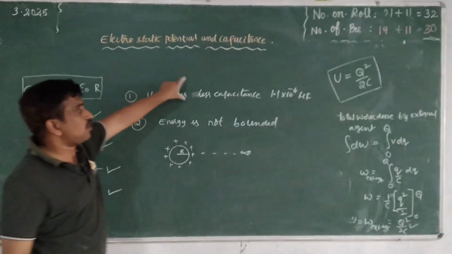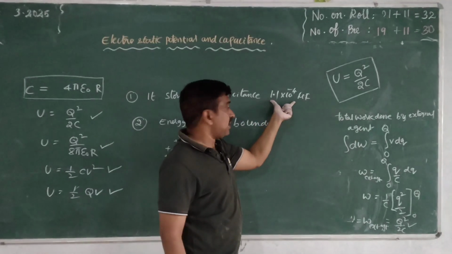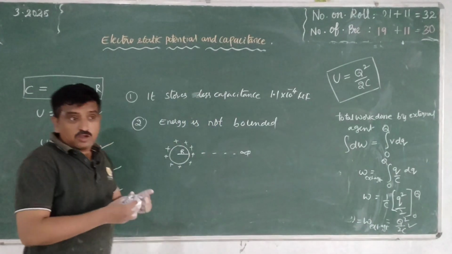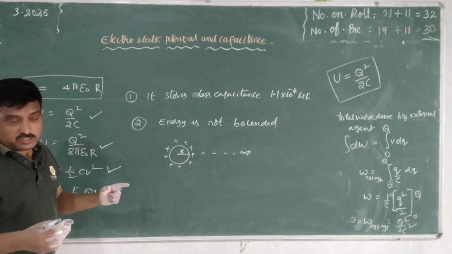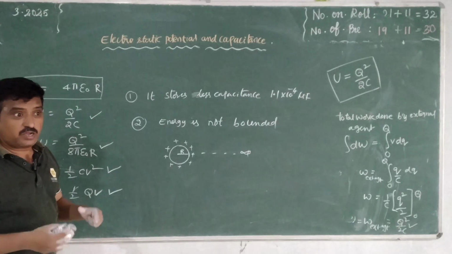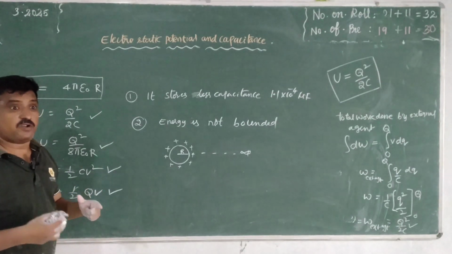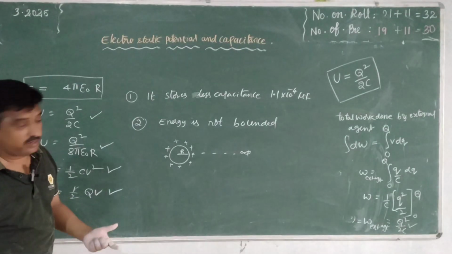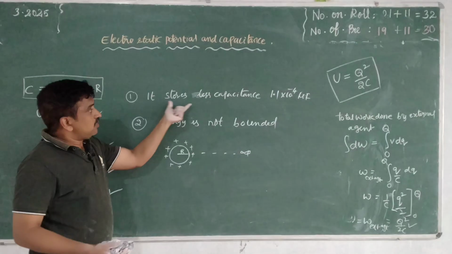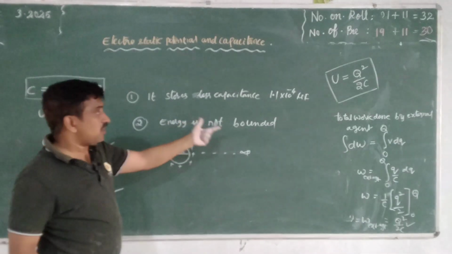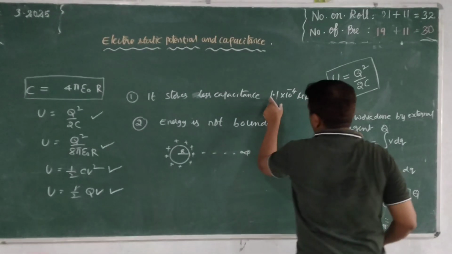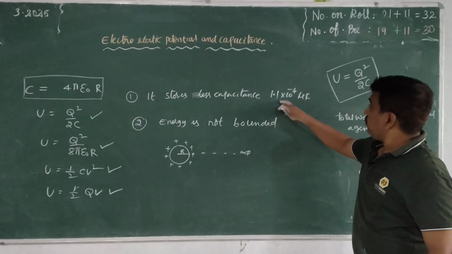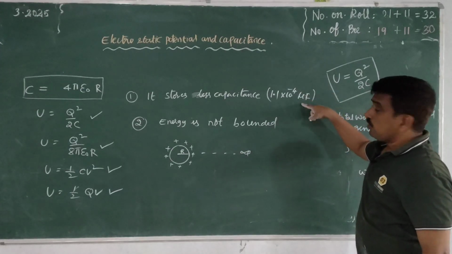It stores less capacitance. What is the capacitance of the spherical capacitor? 1.1 into 10 power minus 4 microfarads. For example, to store 1 farad of capacitance, we require a radius of 9 into 10 power 9 meters for the sphere. That we can't provide. So that's why it stores less capacitance. For a spherical capacitor of 1 meter radius, the capacitance is 1.1 into 10 power minus 4 microfarads only.